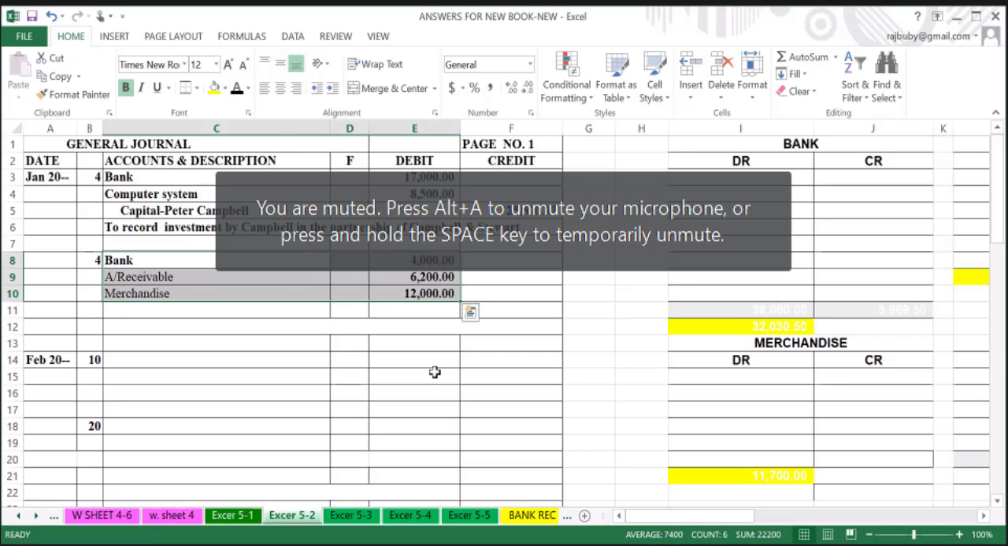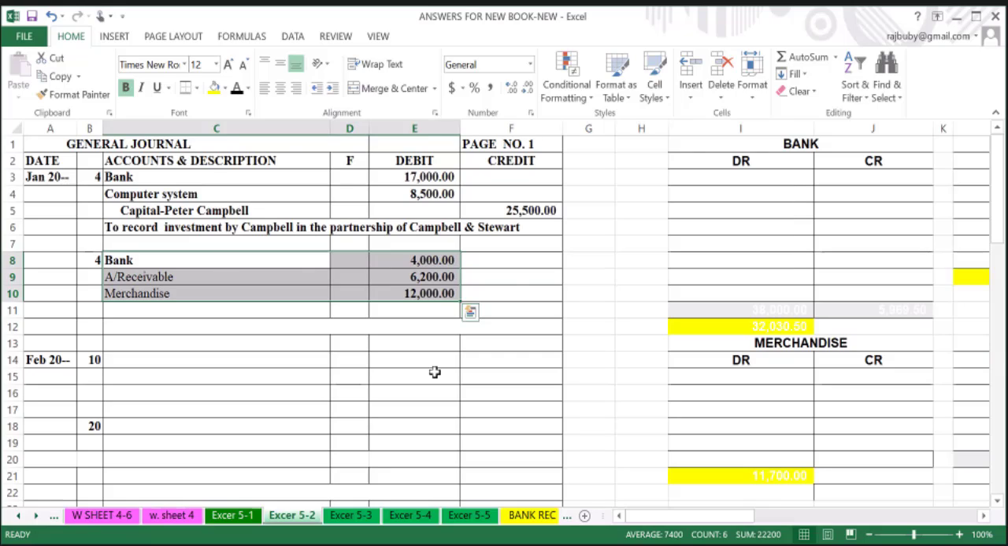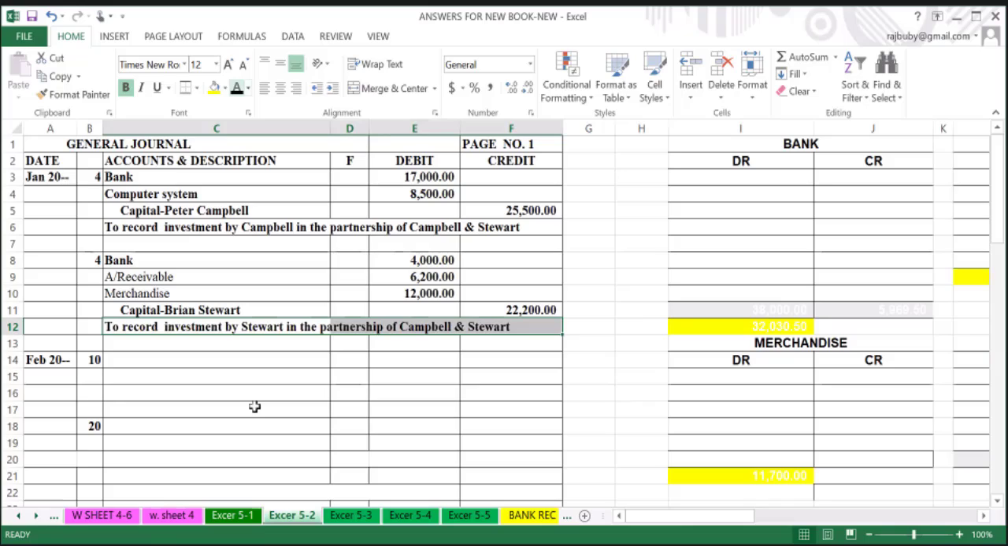From that, you are going to calculate how much capital he brought. He brought bank balance, accounts receivable, and merchandise. And from that, how much capital did he bring? Totally 22,200, credit. That is the capital Brian Stewart brought.